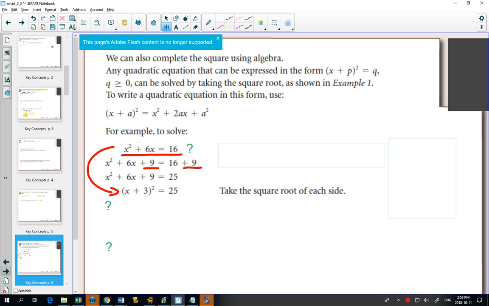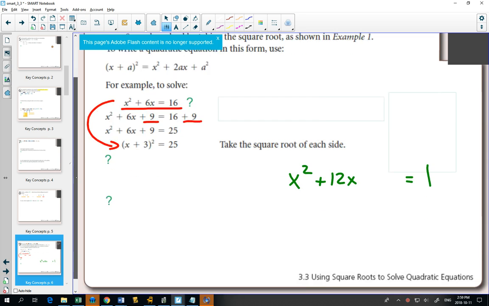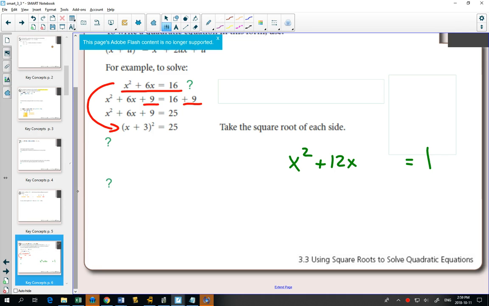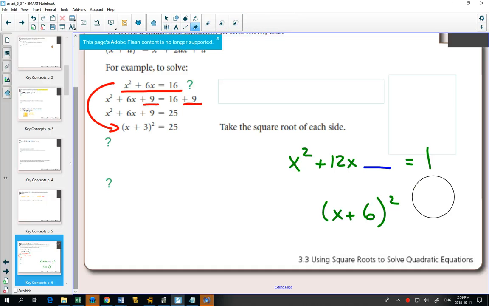Let's just do a separate one. Let's do one that we did. Let's do plus 12x. Okay? And let's say it's equal to 1. And we want to solve this. You know with this that it has to be x plus 6 squared. But if I do x plus 6 squared, and I think, well, that would mean there would have been an extra number right there. And this is the work we're going to show.